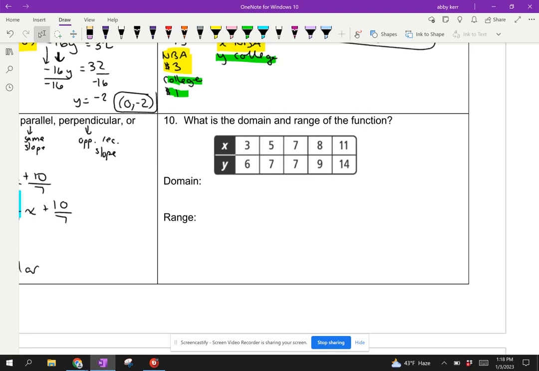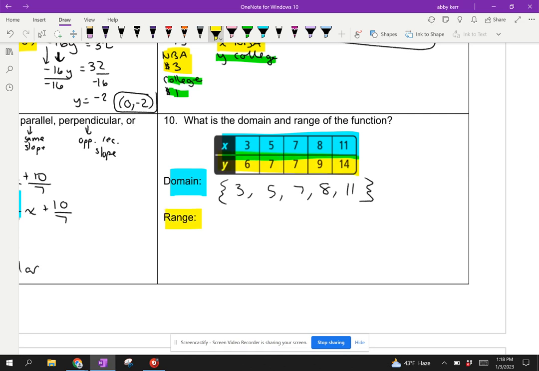Now it says, what is the domain and range? So the domain is our x values. Please remember to write it smallest to biggest, and if it repeats, write it once. And then our range stands for our output or our y value. And the same rules go. So 7 repeats twice, so write it once, and then smallest to biggest as well.